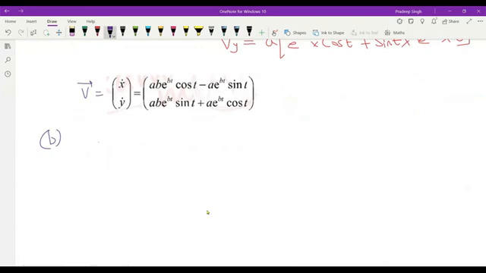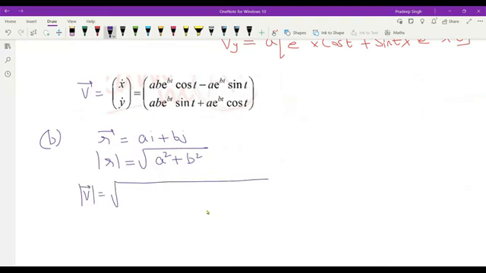How do we find the magnitude of any vector? Let's revise. If R is any general vector, it is ai plus bj. So the magnitude is given by the Pythagoras theorem, square root of a square plus b square. So let's apply the same logic here. We'll write magnitude of velocity will be given by square root of the x component is mentioned over here. Let's write that down. A b e to the power bt cos t minus a e to the power bt sin t. This is only the x component.